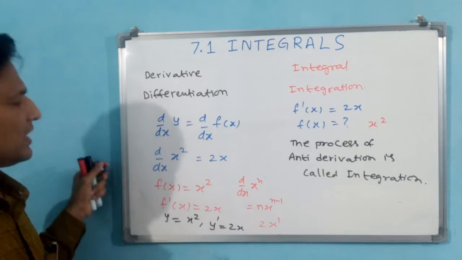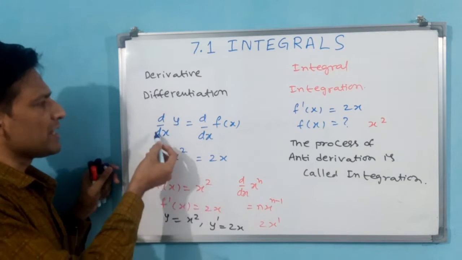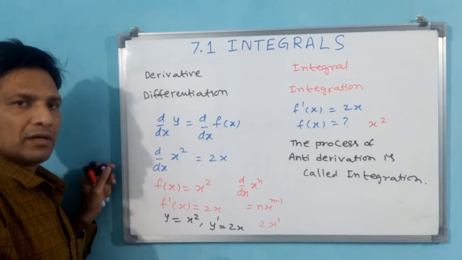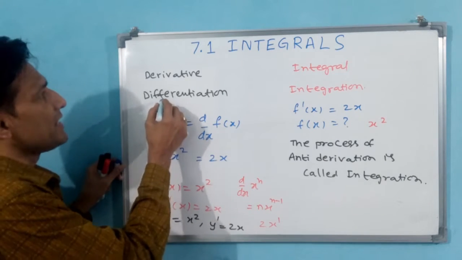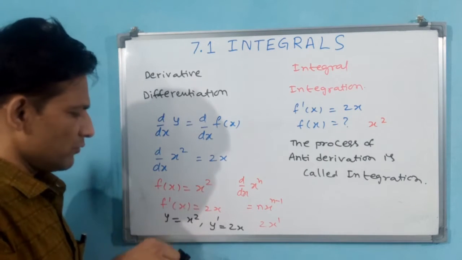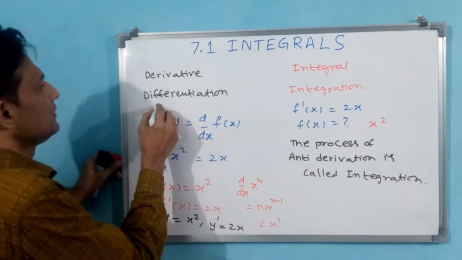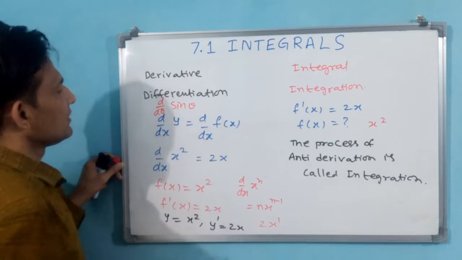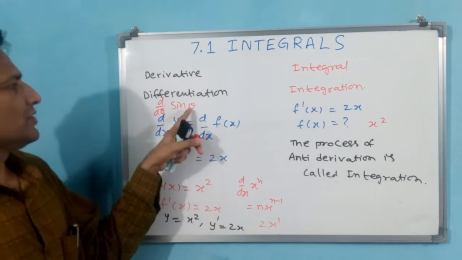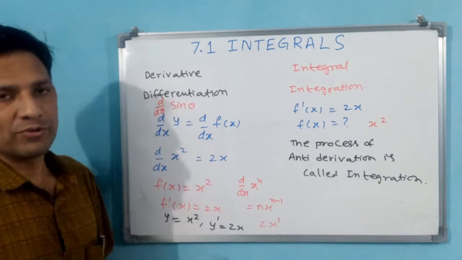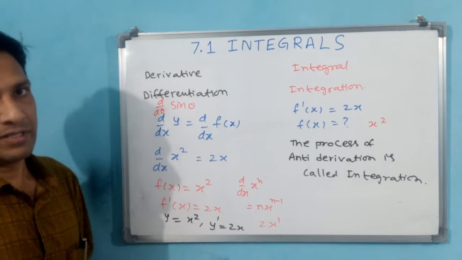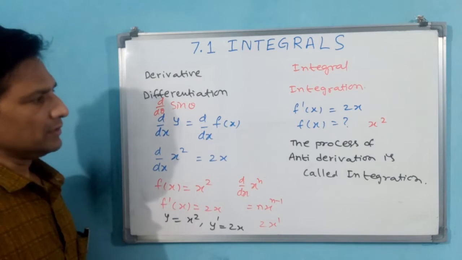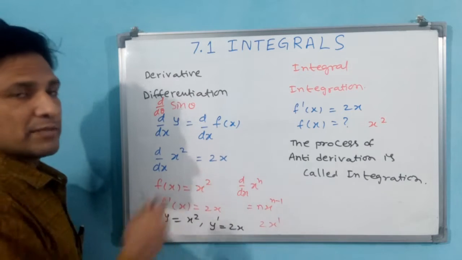But how to show it? Here we are showing d by dx of x square, d by dx of y. Or else we can write d by d theta, also. You see, like this also we can write d by d theta of sine theta. Why? Because with respect to theta we are going to do the differentiation. Okay? But here, what is the symbol?